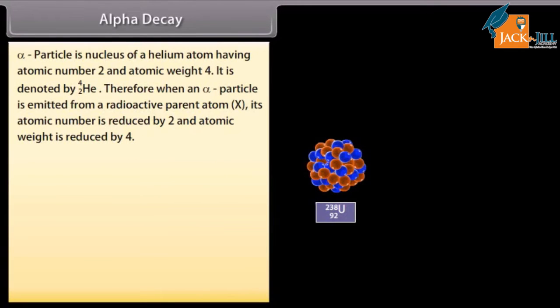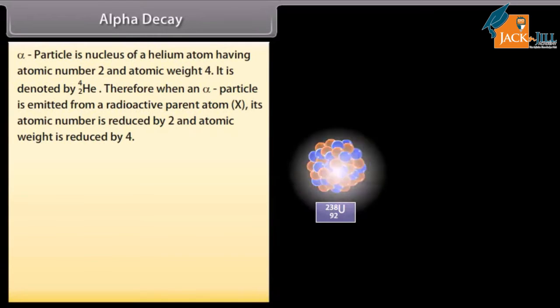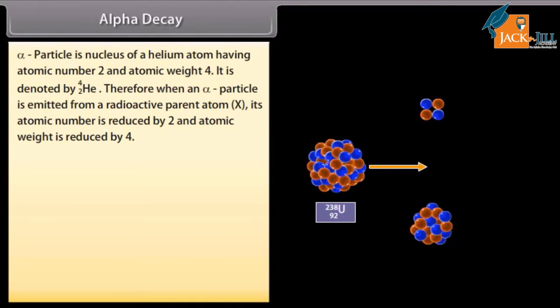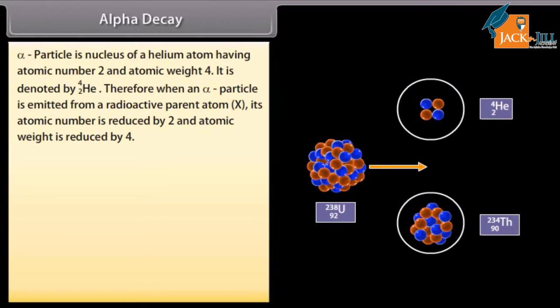Alpha decay. Alpha particle is the nucleus of a helium atom having atomic number 2 and atomic weight 4. It is denoted by He. Therefore, when an alpha particle is emitted from a radioactive parent atom X, its atomic number is reduced by 2 and atomic weight is reduced by 4.